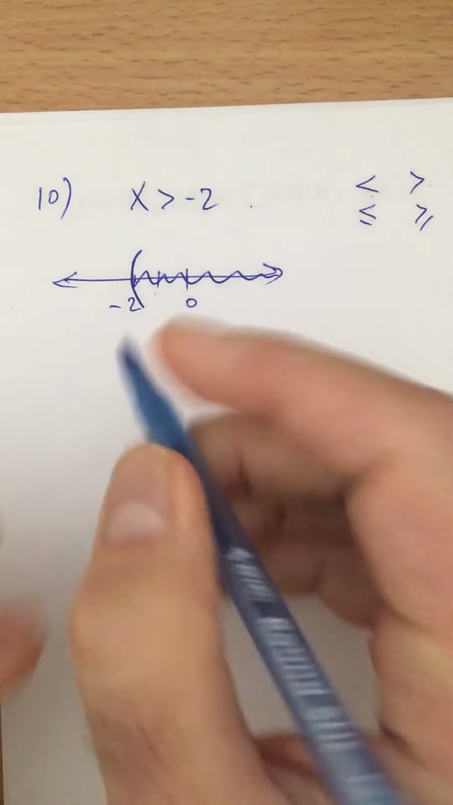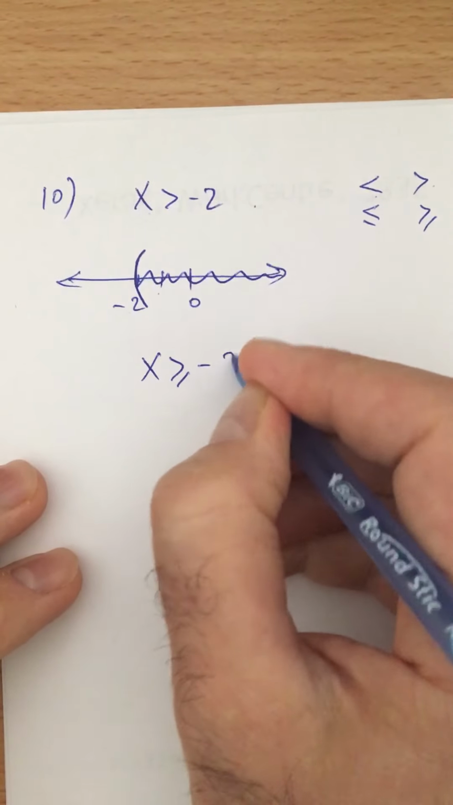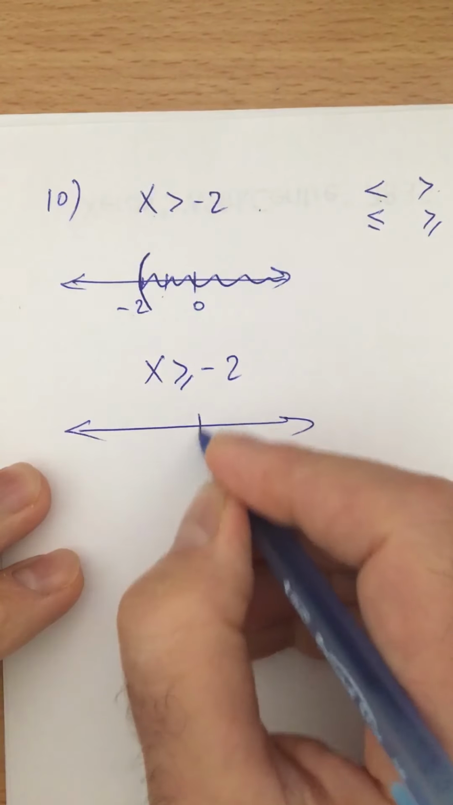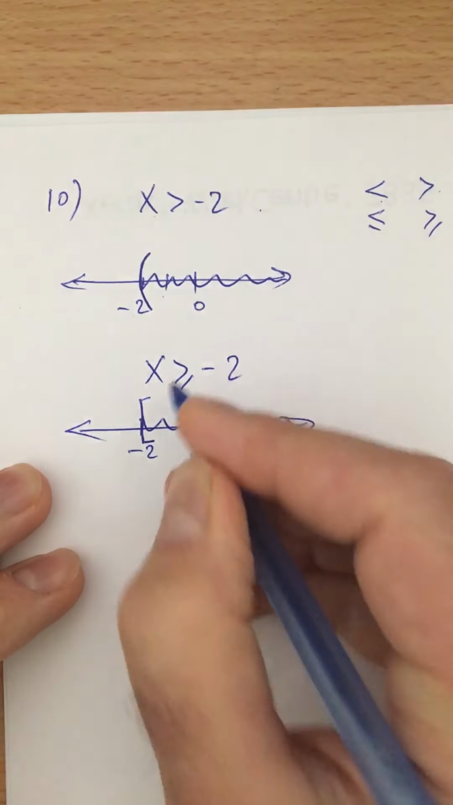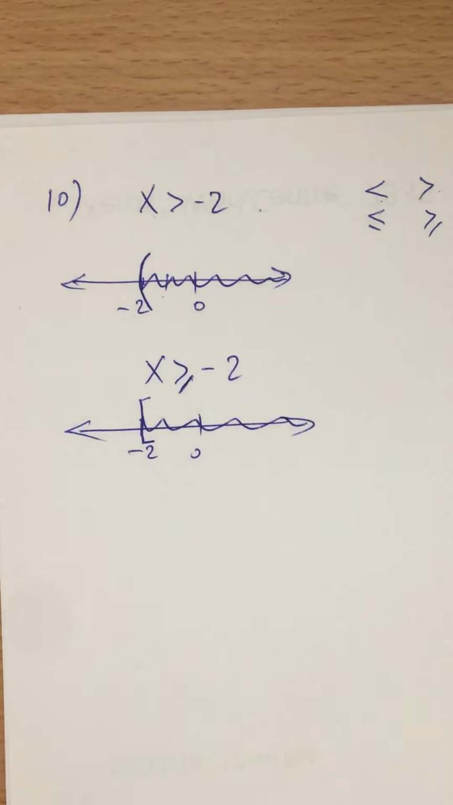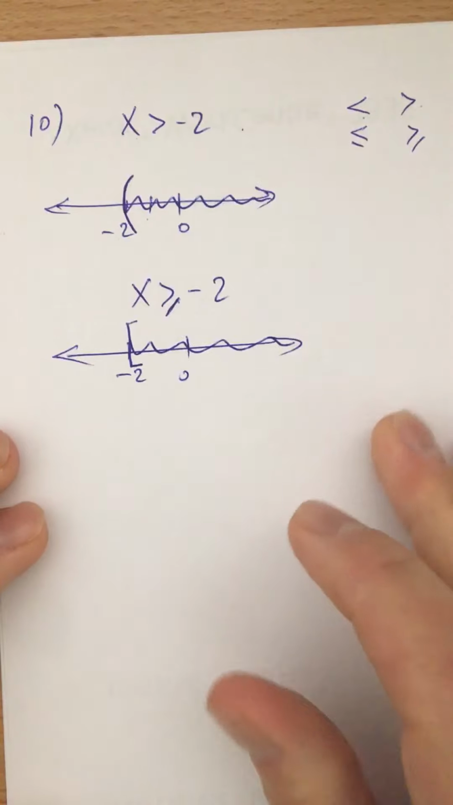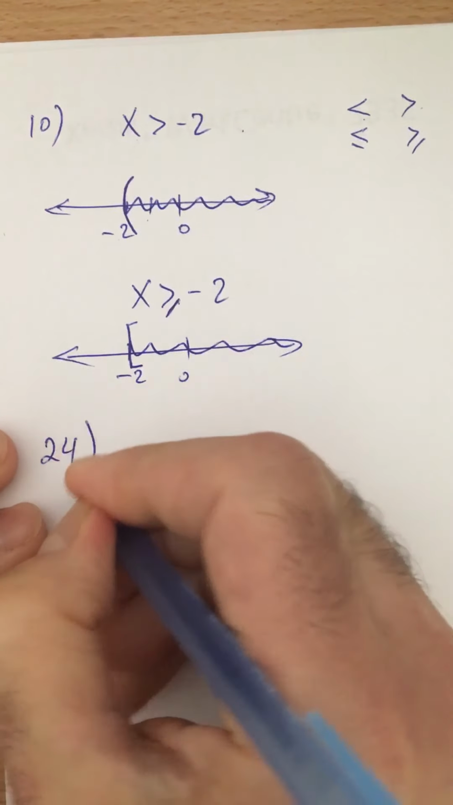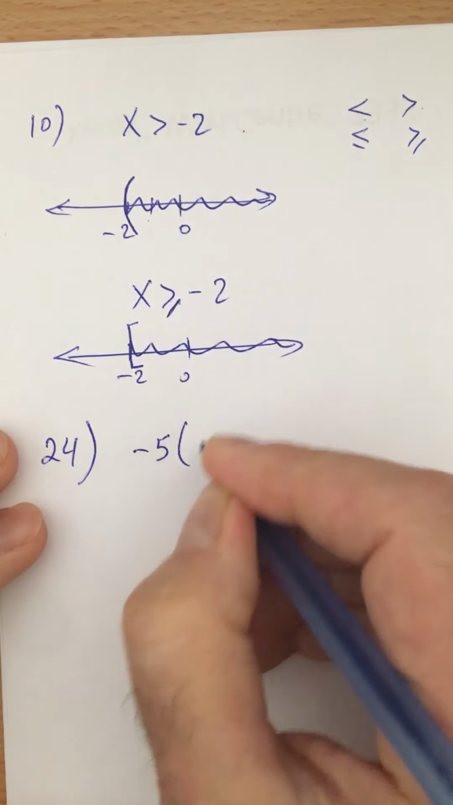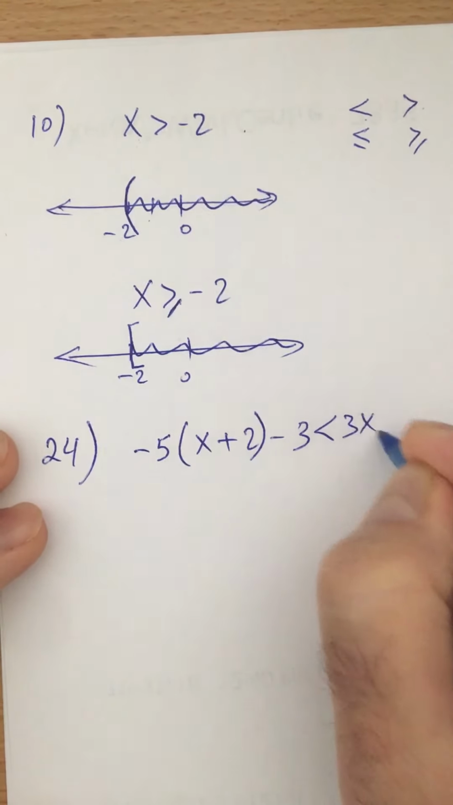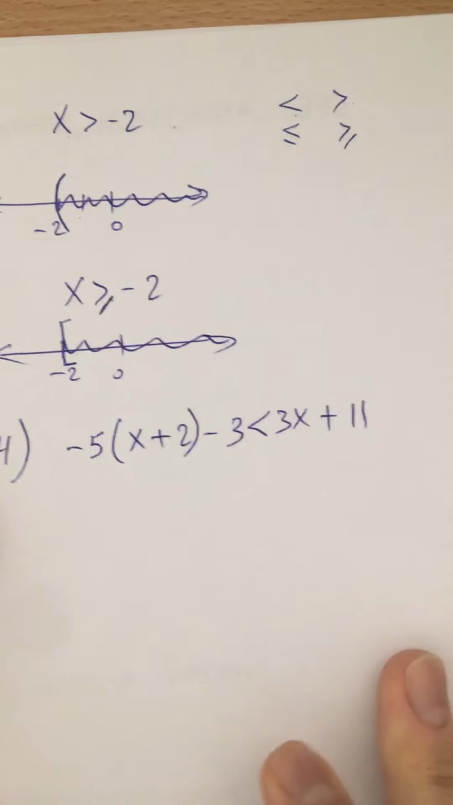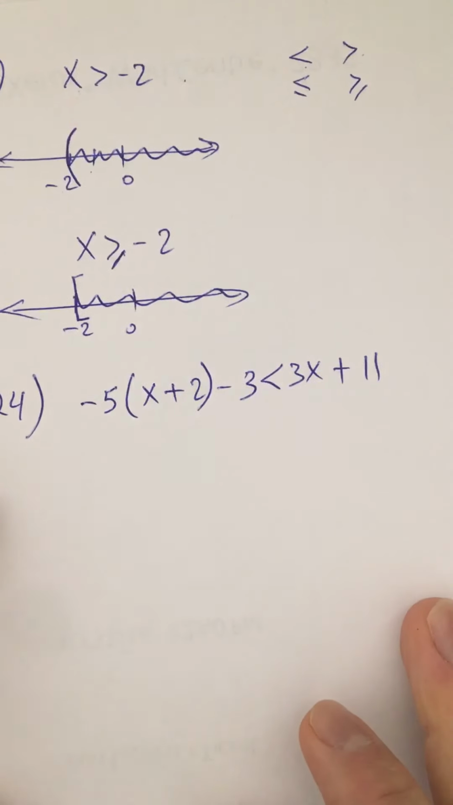Now, if this was x greater or equal to -2, then instead of a parentheses, I would put a bracket. So when you see this, and you want to graph it on a number line, you use a bracket. So there you go. And then we jump to number 24. 24 is solving an inequality statement like this.